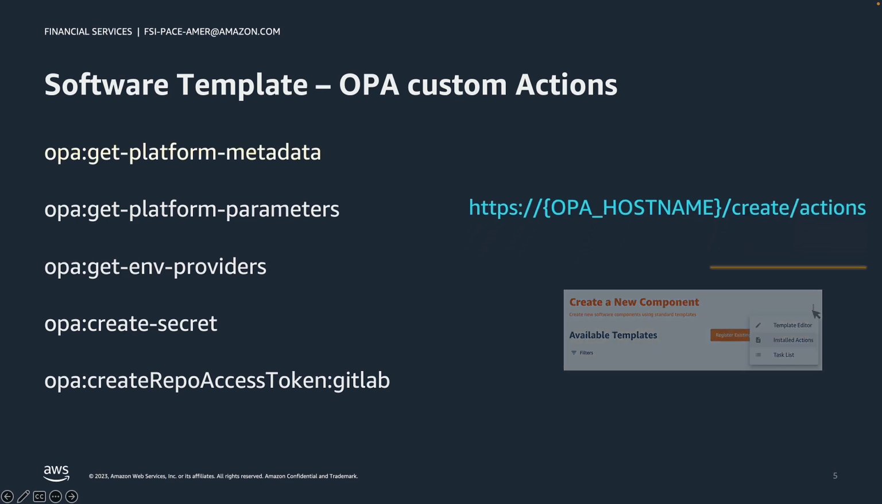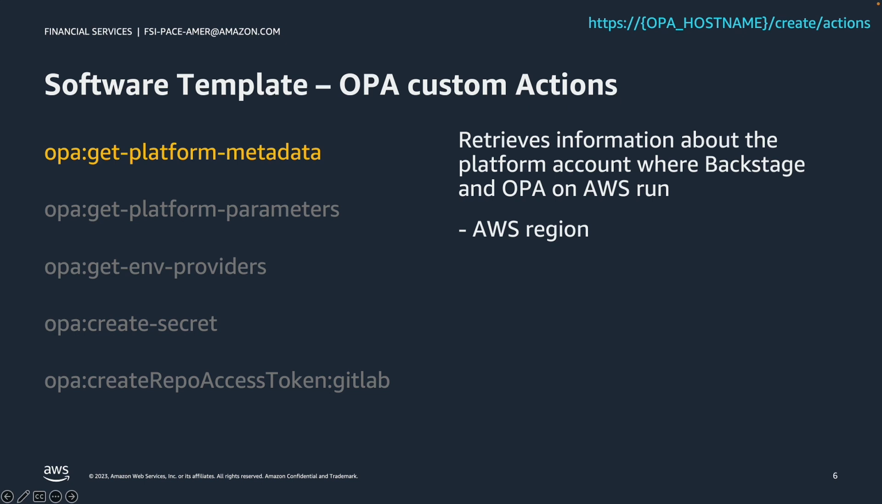Let's start with the Get Platform metadata action. This action retrieves information about the platform where the Backstage and OPA on AWS solution are running. At this time, the key piece of metadata returned is the AWS region for the platform. This may be useful for subsequent infrastructure as code invocations or GitLab pipeline executions.